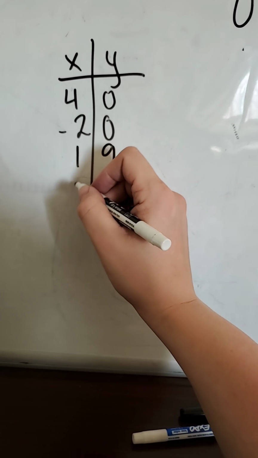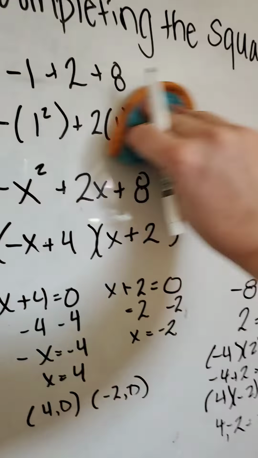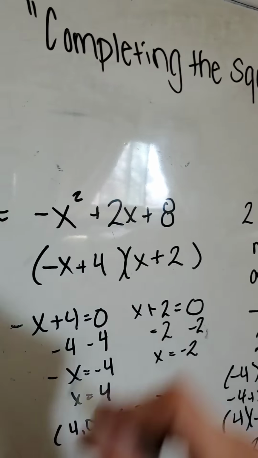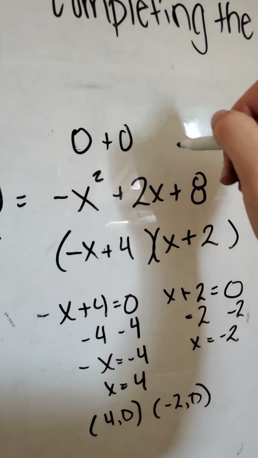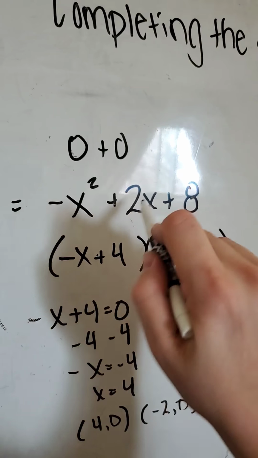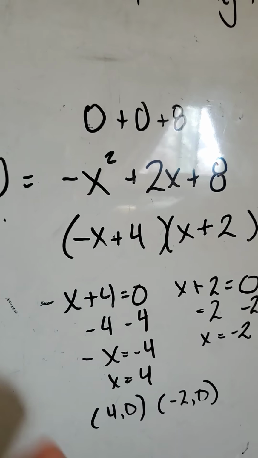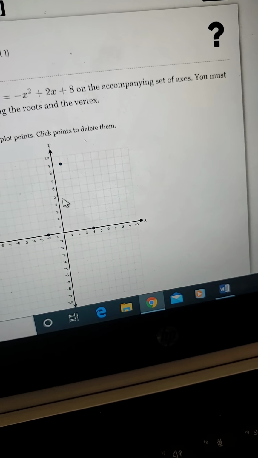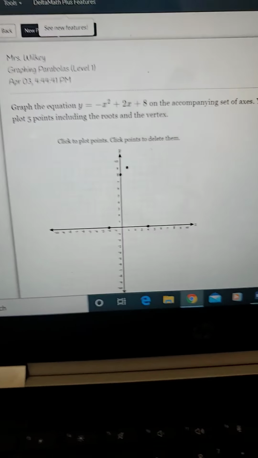Let's pick another x that would be easy to figure out, like 0. If I plug in 0, what is y? So that's 0 plus 0, because I'm just plugging in 0 for x here. These terms just disappear, plus 8. So when x is 0, y is 8. So let's go over here. When x is 0, y is 8. That's our y-intercept.